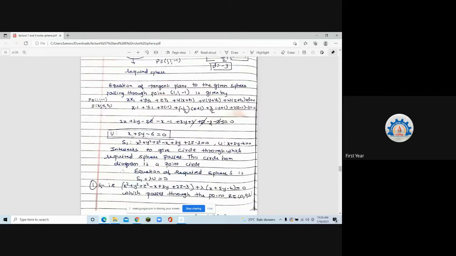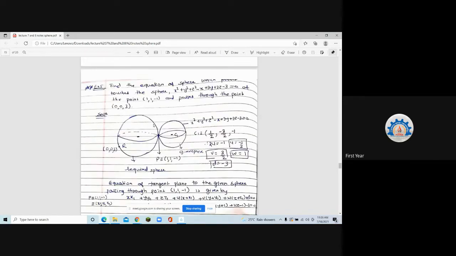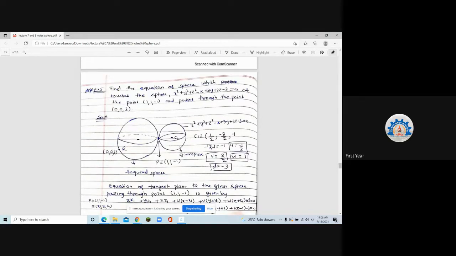Now this plane and the given sphere will intersect and give you a circle. That circle, what is that circle? This is the point circle. Can you see that?